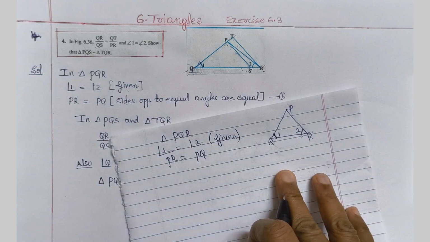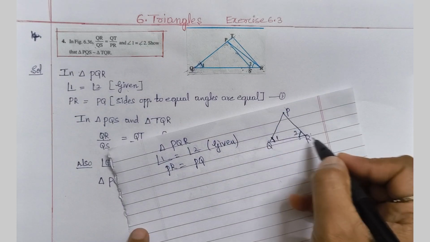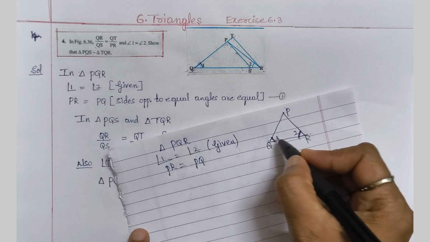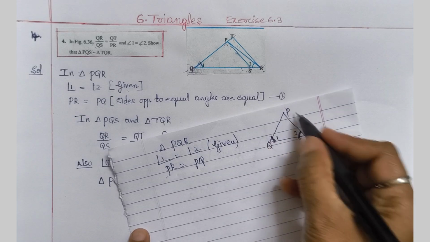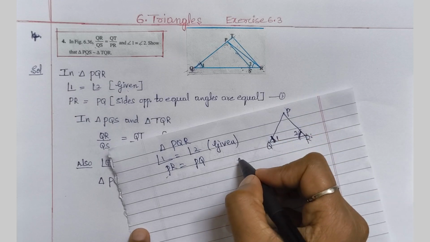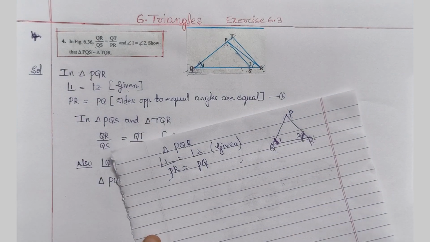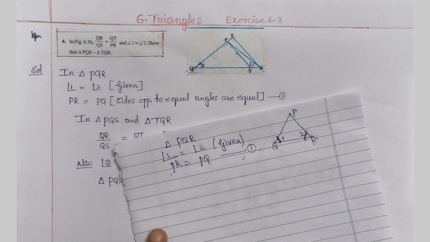This you all learned in 9th standard. Two angles equal means their opposite sides are also equal. Angle 1 means PR is equal, angle 2 means PQ is equal. Reason: sides opposite to equal angles are equal. Now write this as the first equation, and keep it aside.